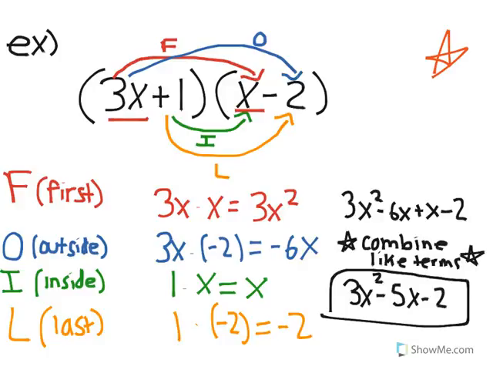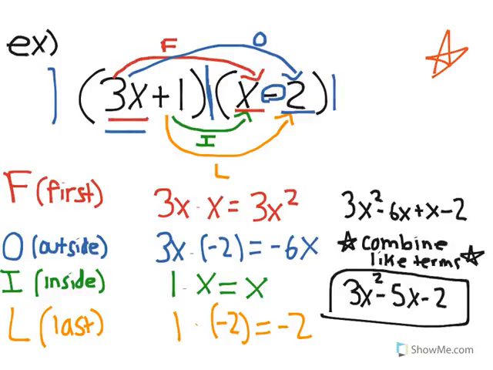Then I multiply the outside terms. Outside meaning they are furthest outside. So the outside term on this would be 3x because it's the furthest outside. If this is like the inside line, this is the outsides. So that's outside. And then 2 is the other outside number. And I have to remember this negative here. Just gotta be careful of that. So 3x times negative 2 is negative 6x.